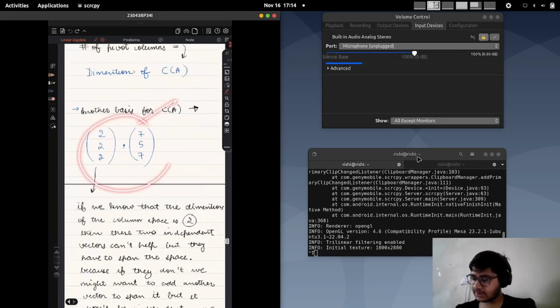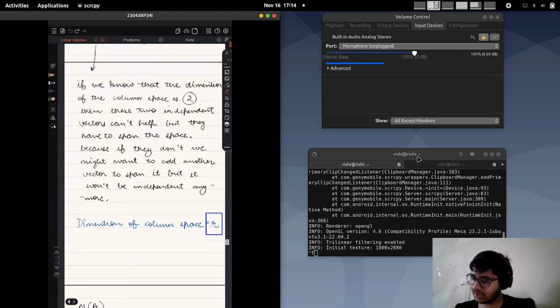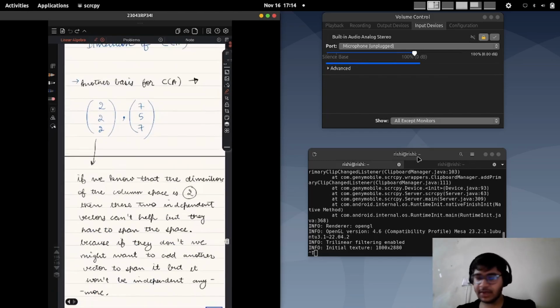Another basis is something like this. These are independent in themselves. There is no combination which can build a 0 here. If we know that the dimension of the column space is 2, then these 2 independent vectors have to span the space. If we know that the dimension will be 2 for a column space, then they have to span it also.